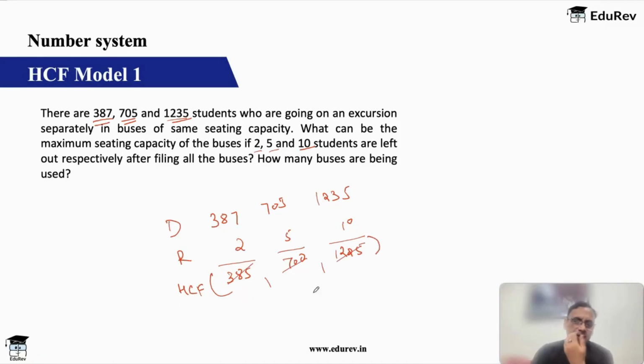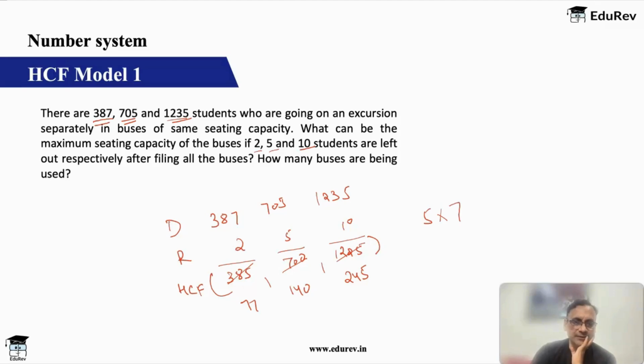Okay, so let us look at what are the common factors here. We can see that 5 is common. So let's take out 5 first. If I take out 5, 385 will become 77, 700 will become 140 and 1225 will become 245. Okay, fine. Then I do not have 3 common, I do not have 5 common, but I have 7 common.